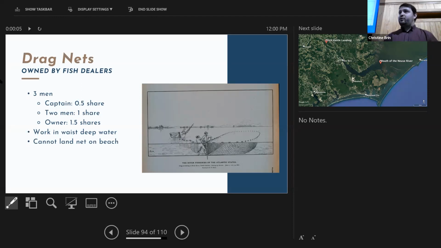And something I might not have mentioned before, but these guys are working in the water, waist deep. And during shad season, January to April, that's really cold water. You're getting the 40s, 30s. And it's just unbelievable that these men were going out and doing that kind of hard labor. It really is something else.